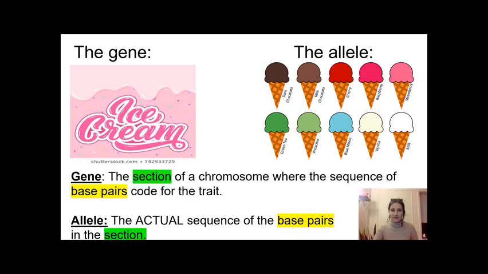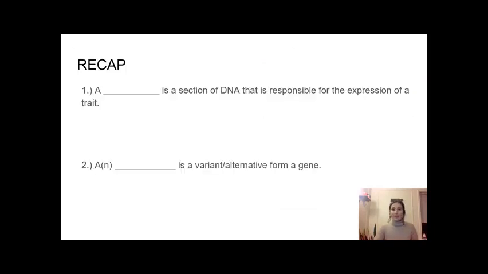All right. Now let's do a little recap again. Just make sure you guys are following along, no falling asleep. All right, so number one, a blank is the section of DNA that is responsible for the expression of a trait. The section of DNA that's responsible to show the trait. Anybody? Drake? A gene, exactly, good. It's that section in that DNA that makes the trait show.